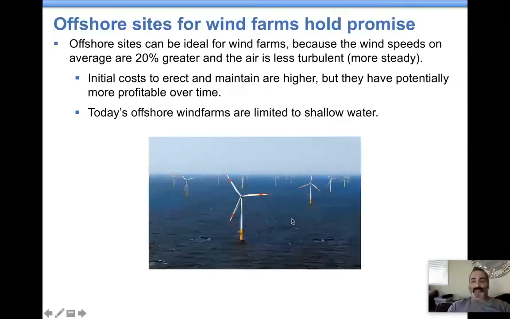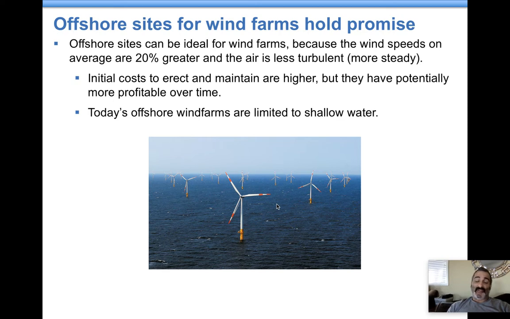Offshore sites, here's what they look like. There's more potential costs and potential, not necessarily danger, but malfunction. You're dealing with salt water, which causes corrosion and things of that sort. When they do erect them, they're generally in shallower water, and they anchor them in the sediment below.